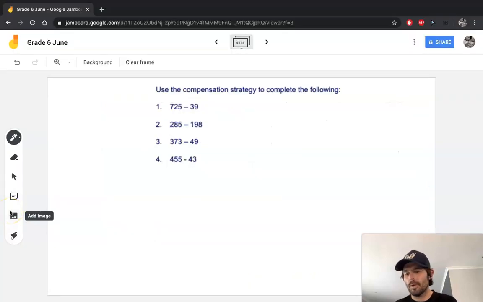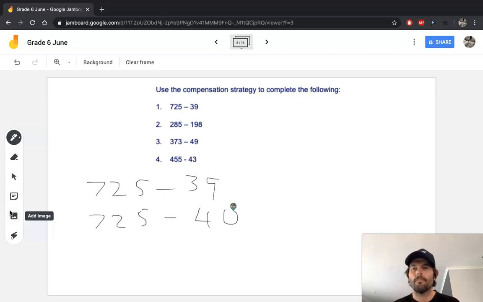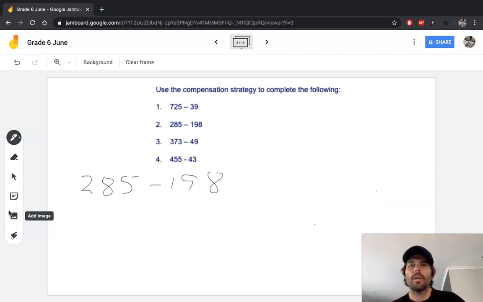So 725 subtract 39, I'm going to say let's go 725 minus 40. Now that's going to give us 685. But I've subtracted an extra 1, so now I must give that 1 back. Here I'm going to try explain this to you again. Originally I'm subtracting 39. I've now subtracted 40, so I've subtracted an extra 1, so I must give that 1 back, and that's going to give me 686.